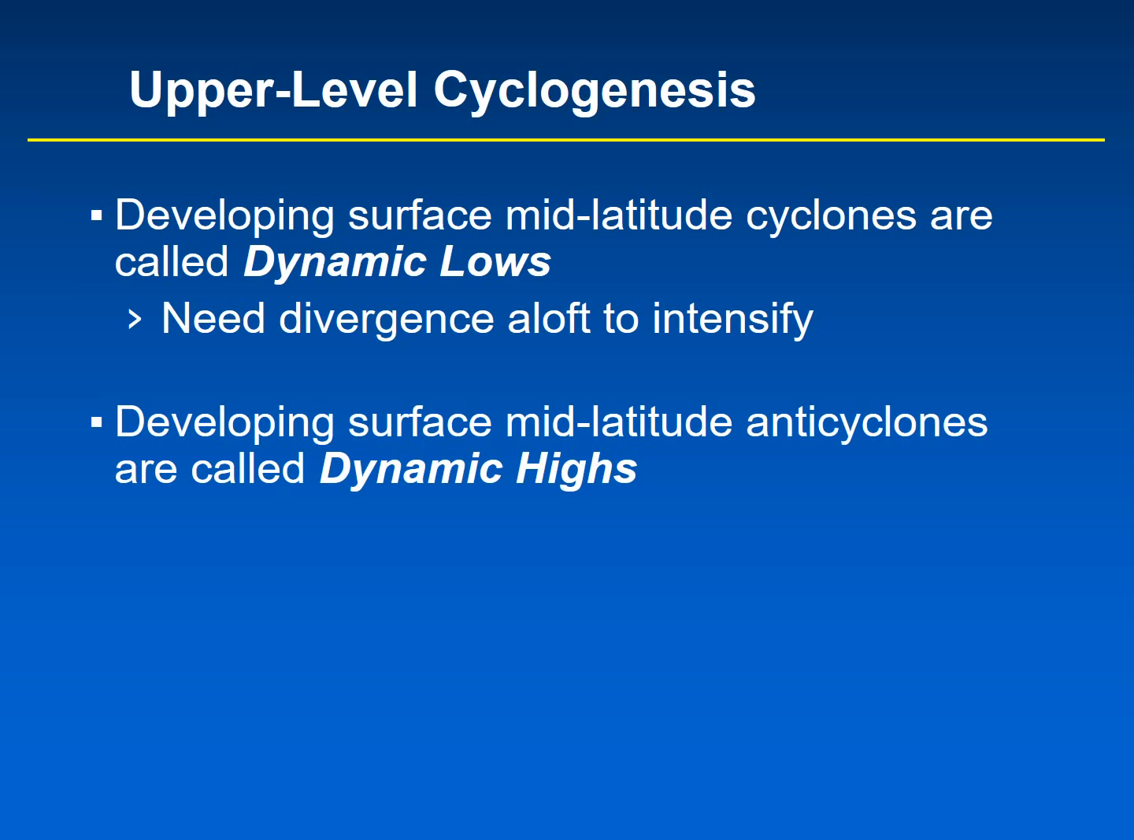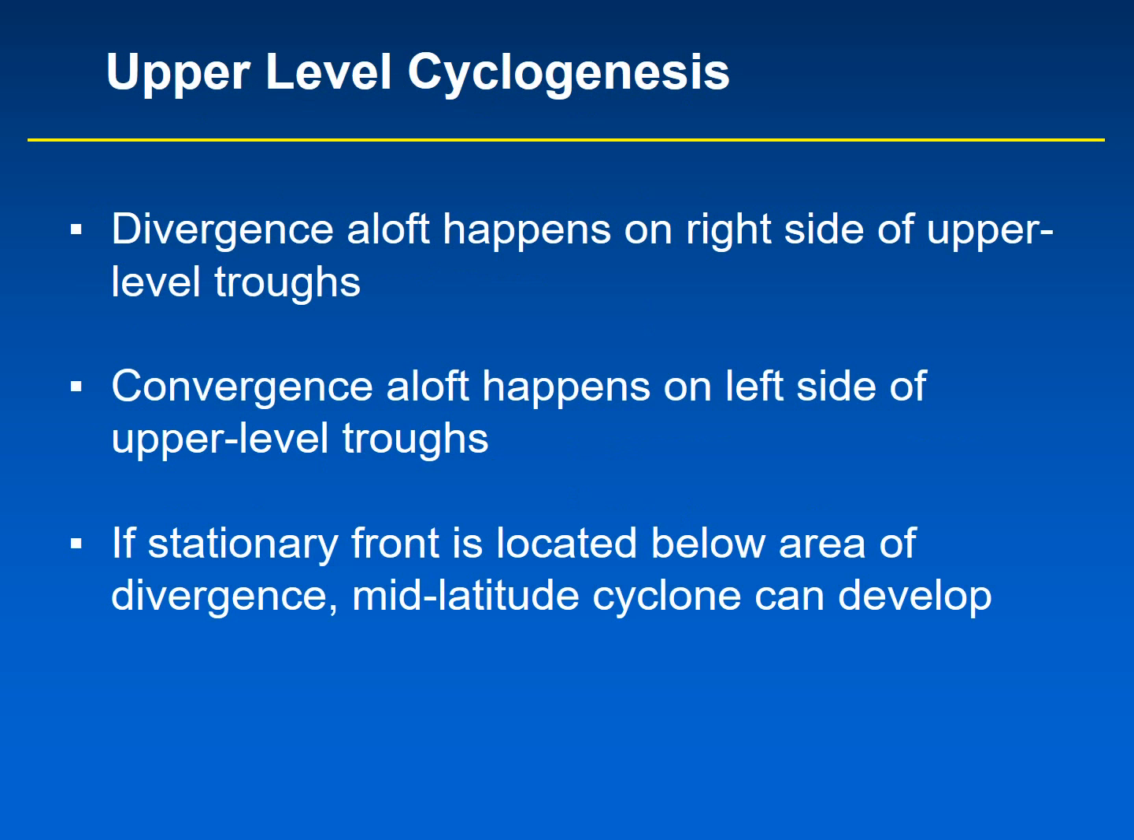Surface mid-latitude anticyclones that develop are called dynamic highs. For a surface anticyclone, winds blow clockwise and outward in the northern hemisphere. So the winds diverge at the surface, but there needs to be convergence aloft to intensify. For the pressure of an anticyclone to increase and intensify, there needs to be a net addition of air to the column above the high, so there needs to be more convergence aloft than divergence at the surface associated with the high.